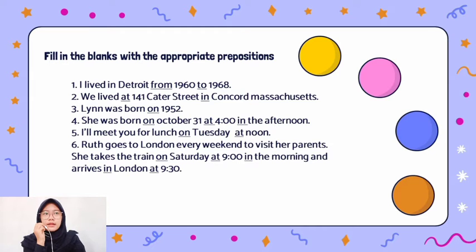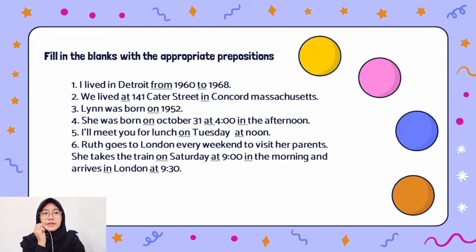The first sentence is: I lived in Detroit from 1916 to 1968. The second sentence is: we lived at 141 Carter Street in Concord, Massachusetts. Third sentence, Lynn was born in 1952. Fourth sentence, she was born on October 31 at 4 in the afternoon.